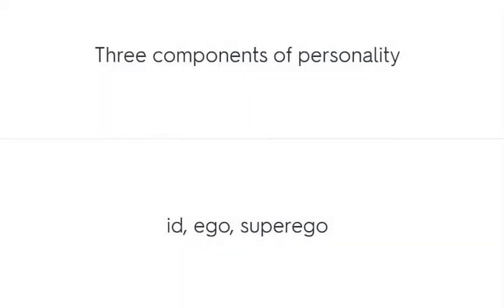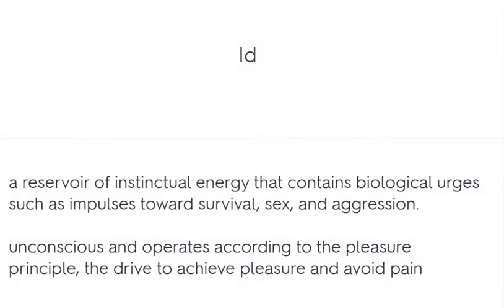3 components of personality: id, ego, superego. Id, a reservoir of instinctual energy that contains biological urges such as impulses toward survival, sex, and aggression, unconscious and operates according to the pleasure principle, the drive to achieve pleasure and avoid pain.